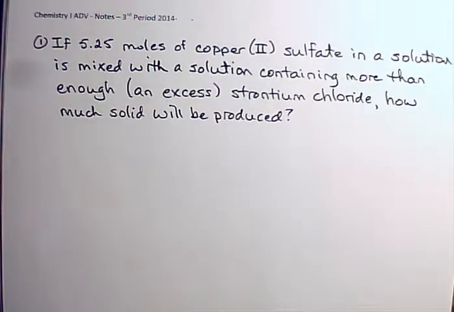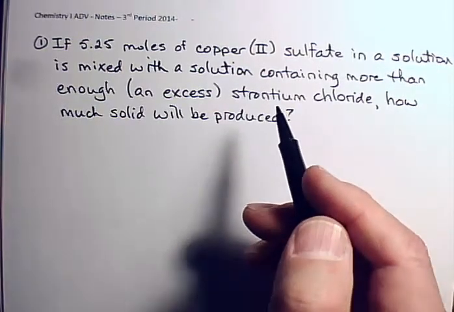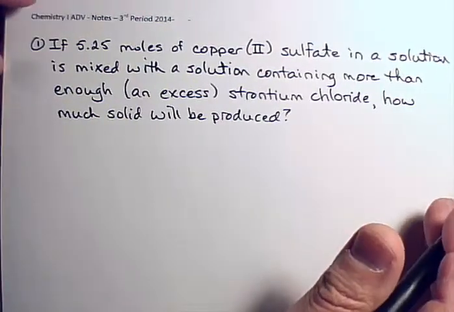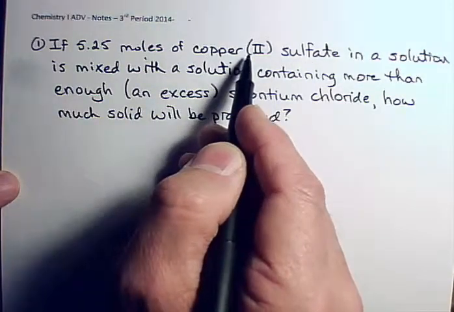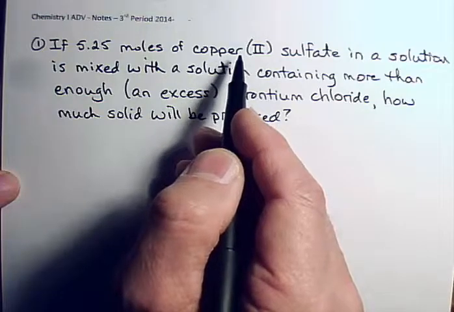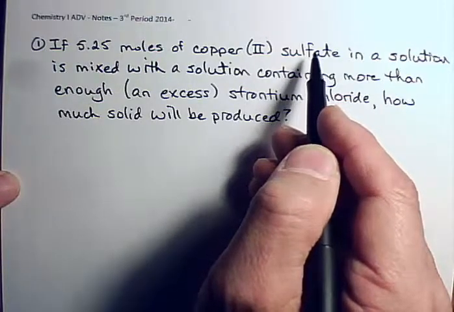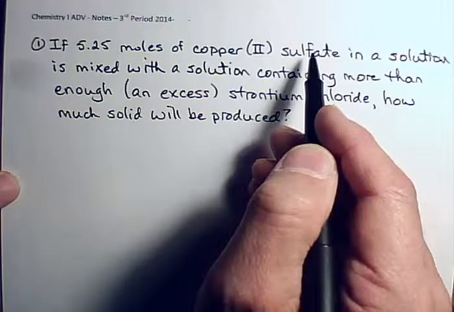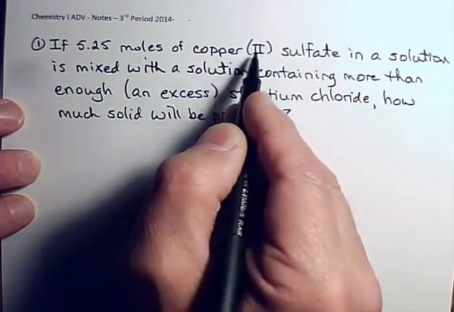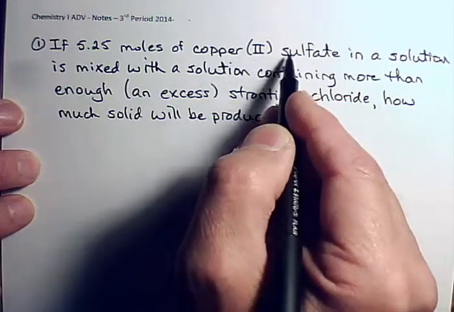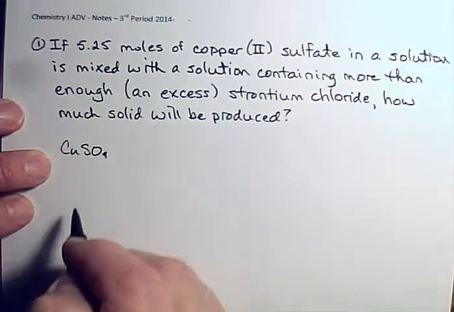Alright, so to solve this problem, we need to first balance the equation, and so we need to figure out from the problem what the chemical species are that are reacting together. We have a copper 2 sulfate. Copper 2 means this copper ion has a 2+ charge. Sulfate is a polyatomic ion. You look that up on your common ions list, and the formula for sulfate is SO4 with a 2- charge. So when you put together copper 2, which has a 2+ charge, and sulfate with a 2- charge, that formula is CuSO4.